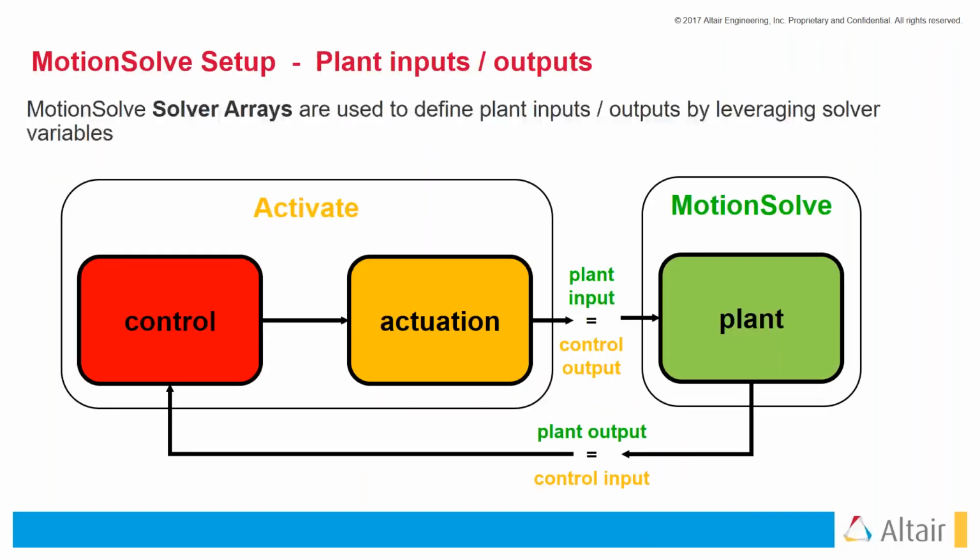So here the MotionSolve setup you can do. I can walk through one case study of unmanned aerial vehicles. MotionSolve solver variables are used to define the planned inputs and outputs. As I told you, the activation and control is done with Activate, and in MotionSolve you build the entire planned model. So the planned output goes to the controller input, and the control output goes to the planned input of your MotionSolve.